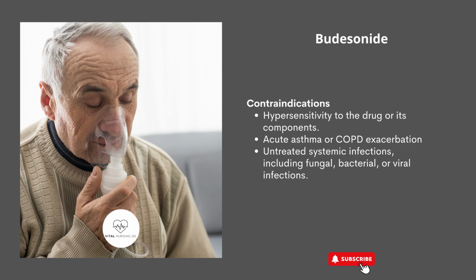Contraindications. Budesonide is contraindicated in patients who have a known hypersensitivity to the drug or its components, are experiencing an acute asthma or COPD exacerbation requiring immediate bronchodilation, or have untreated systemic infections, including fungal, bacterial, or viral infections. Being aware of these contraindications ensures patient safety during therapy.